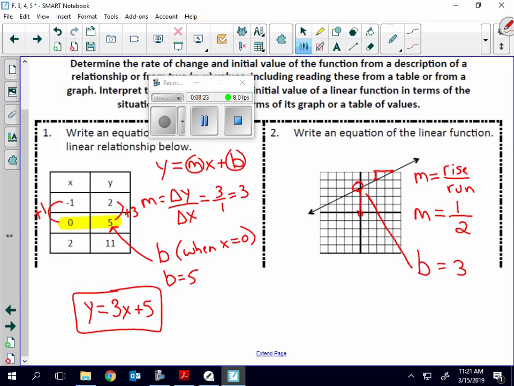We'll point to it. So there we have it. y equals mx plus b. m is 1/2. Don't forget your x.